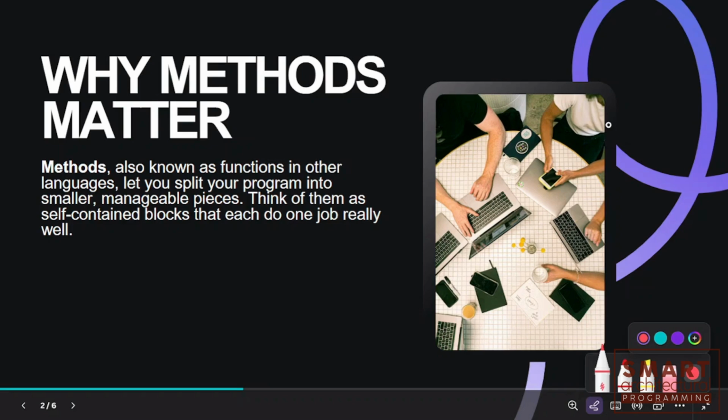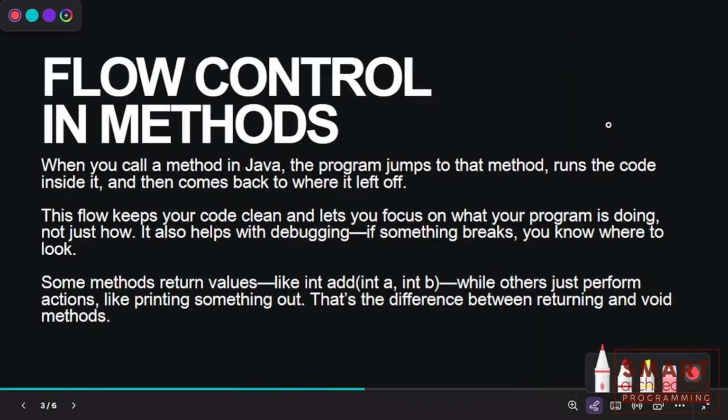So now that we understand that, we need to understand control flow in methods, right? What is control flow in reference to methods? How do we control the flow of our software when we're leveraging methods? When you call a method in Java, the program jumps to that method, runs the code inside it, and then comes back where it left off.